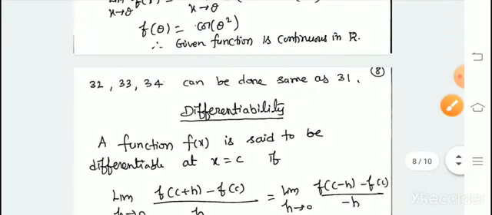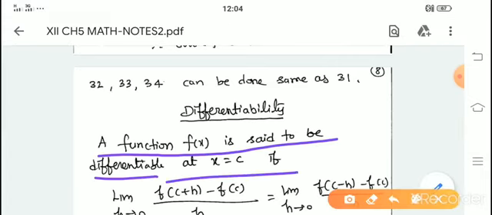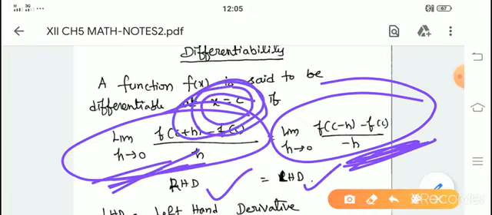So the next concept is differentiability. It is very easy to understand the differentiability of a function at a point. A function f of x is said to be differentiable at x equal to c if you find two limits, like the first principle in 11th standard: limit h tends to 0, f of c plus h minus f of c by h, is equal to limit h tends to 0, f of c minus h minus f of c by minus h. These two are the first principle formulas in 11th standard. This is RHD actually, and this is LHD. If RHD and LHD lead to the same answer, then you can say that the given function is differentiable at x equal to c.